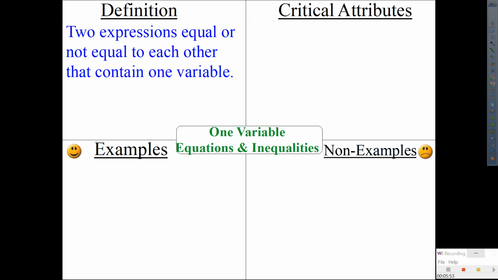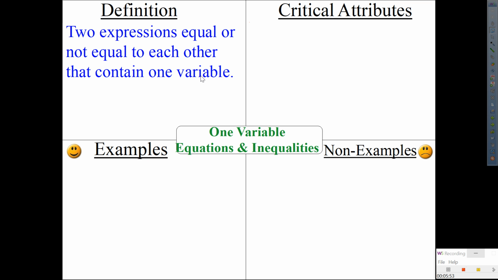Now today we're going to do something different for examples and non-examples, okay? So once again, one variable equations and inequalities. It says two expressions equal or not equal to each other that contain one variable. All right, so with that said, this is what I want you to do.